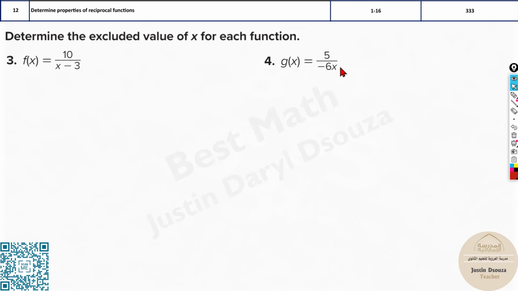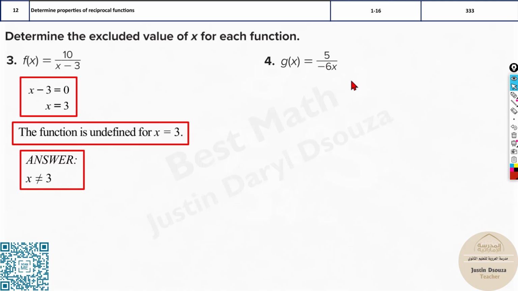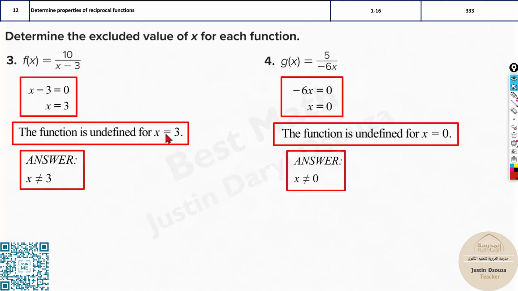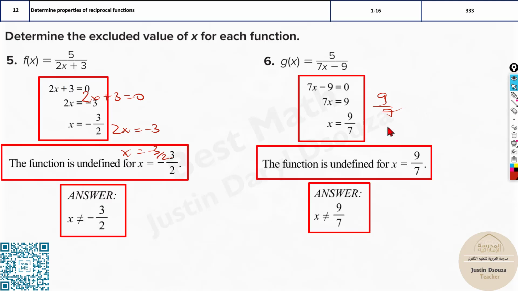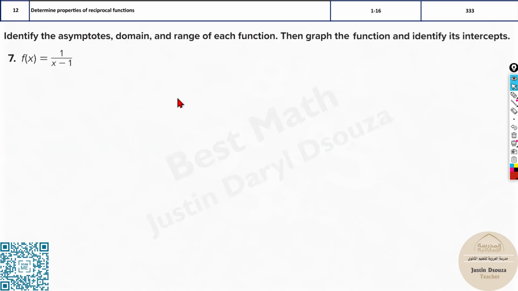That's the answer. And similarly over here you can do them by yourselves. This will be positive 3 and over here it is 0. Why? Because it's multiplication, right? To the other side it will become 0. And over here it'll be negative 3 by 2. You should just write it as equal to 0. Take this to the other side, it'll be 2x equals minus 3, x equals negative 3 by 2. Same way over here, it'll be 9 by 7 positive. Those are the values which x cannot be equal to, so they are called excluded values.